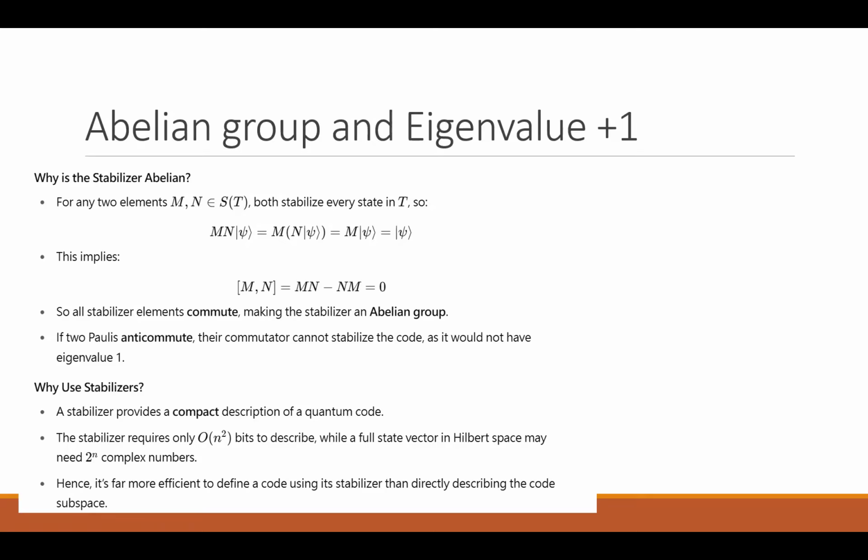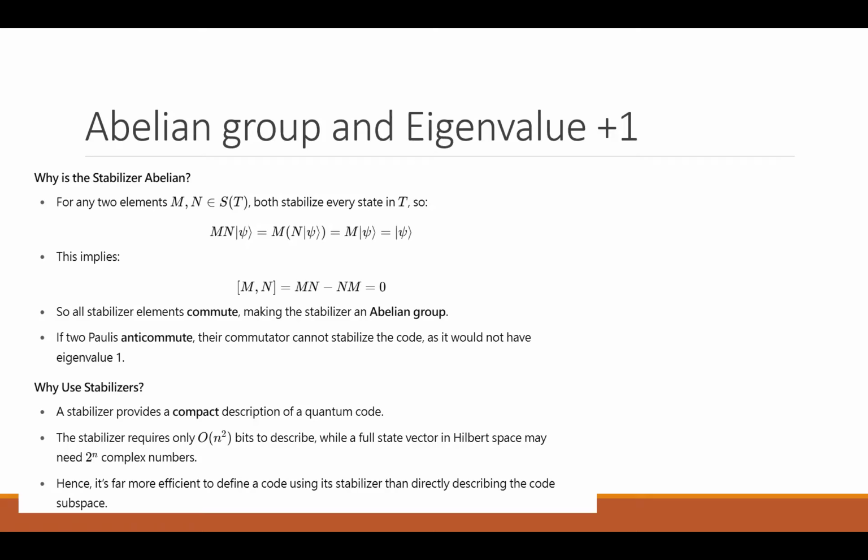So let me just write again. You can define a set S, which stands for the stabilizer, and then you can define a code space: all the n-qubit states such that they are stabilized by S, by all the elements M in S, so M psi equals psi. Basically, these are all the simultaneous eigenstates with eigenvalue 1 of the stabilizer.